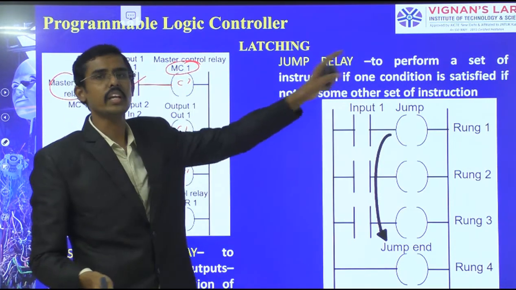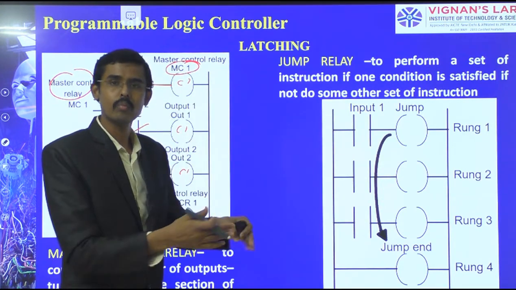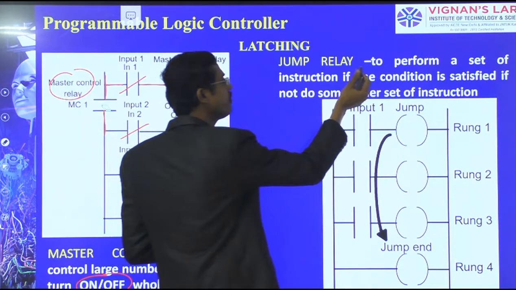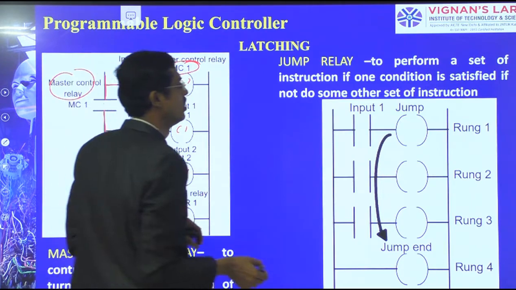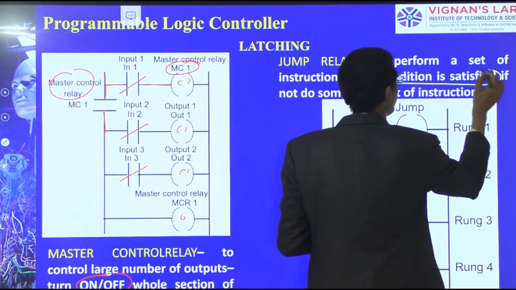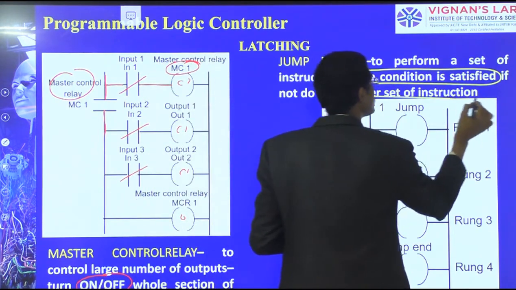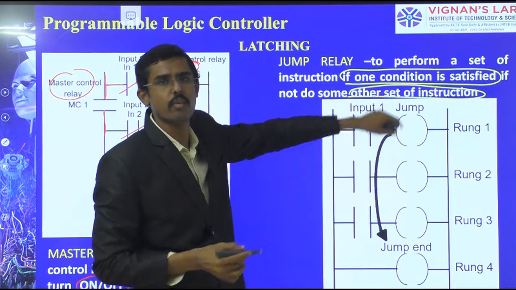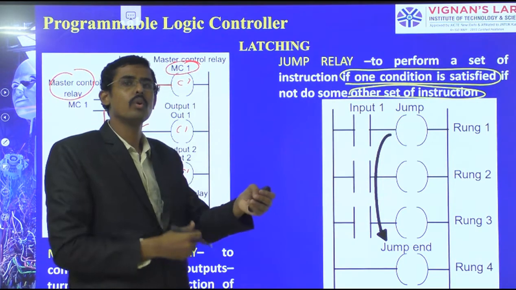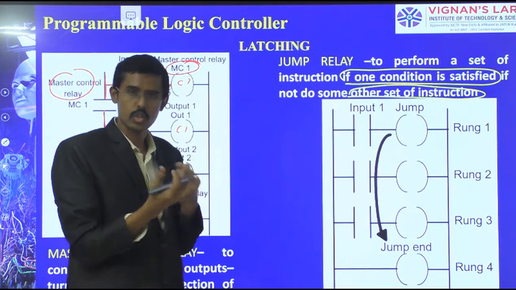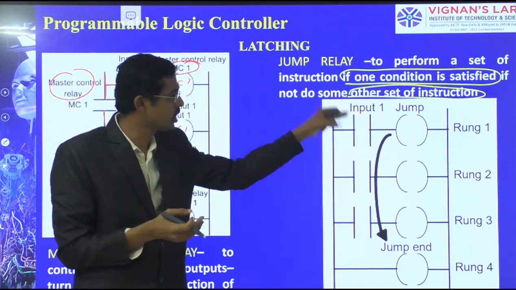And I want the jump instructions also, to skip from rung 1 to the last rung. Likewise, I want to jump the program. To perform a set of instructions, if one condition is satisfied, do this; if not, do some other set of instructions. If some condition is satisfied, I want to jump from one place to another. If the count of 10 is reached, I want to go to the end of the process. If the count is 8, I want to continue the process. If the count is 7, I want to continue the process.